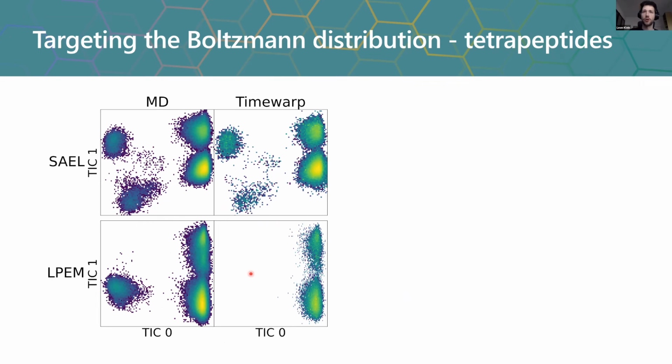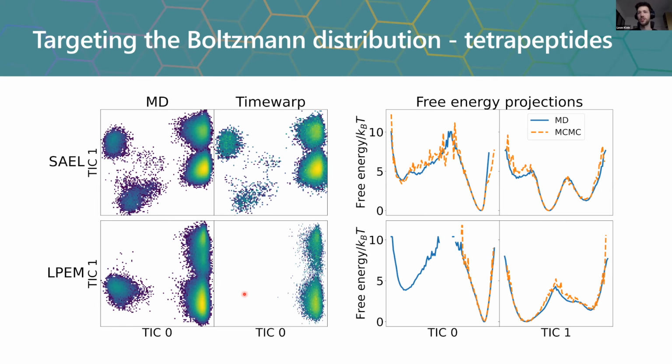And there our Timewarp simulation in combination with MCMC fails to find the slowest transition, at least to accept a sample along this slowest transition. And then the free energy projections match quite well, except, of course, when we miss states.